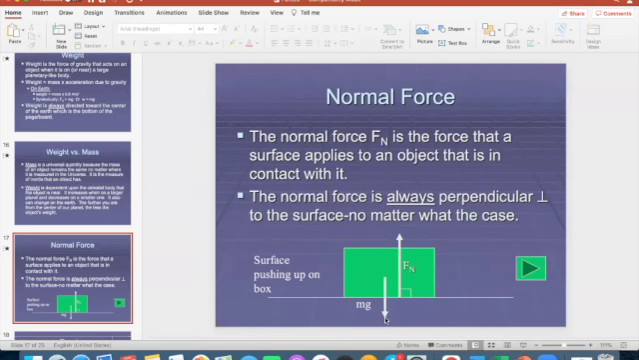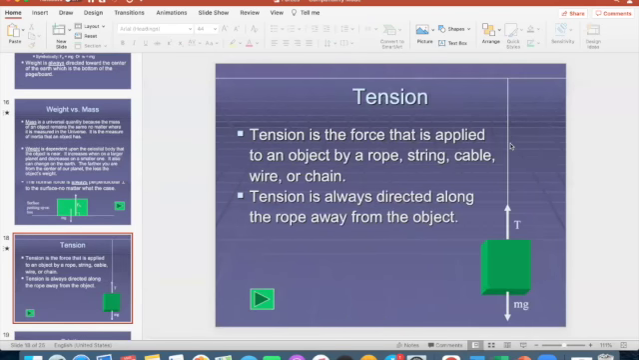All right, so tension force. Anytime you have an object attached to a rope or a string or a cable or a wire or a chain, there's tension in that string or cable. Tension is directed upward along the rope or the cable. The weight of the object is always pointed in the downward direction towards the Earth's surface. So the tension is directed upward in the wire.